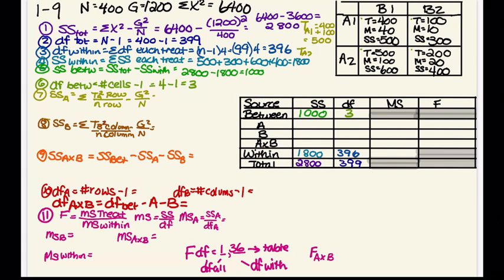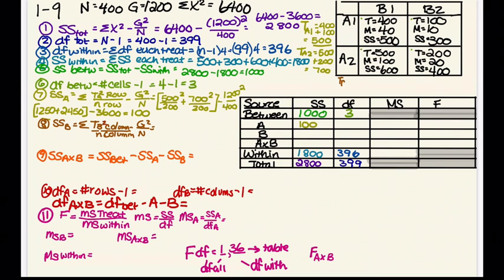SSA calculates the between treatments variance for factor A. We will add up the total scores for each row of factor A. Then we will square those scores and divide them by the number of participants in that row of treatments. Then we'll add them together and subtract our grand total squared divided by the number of participants in the entire study. In this example, we come up with a value of 100.